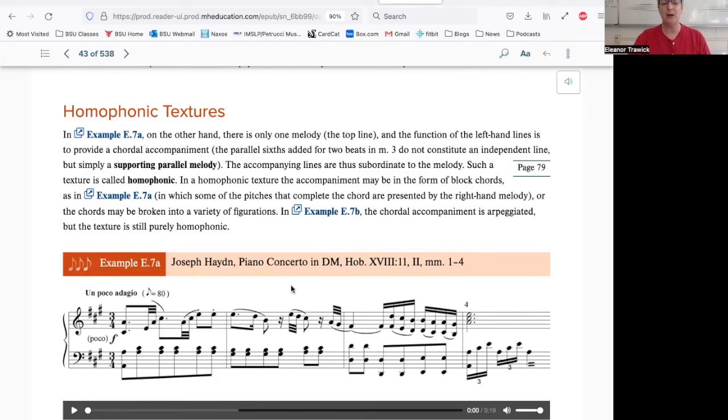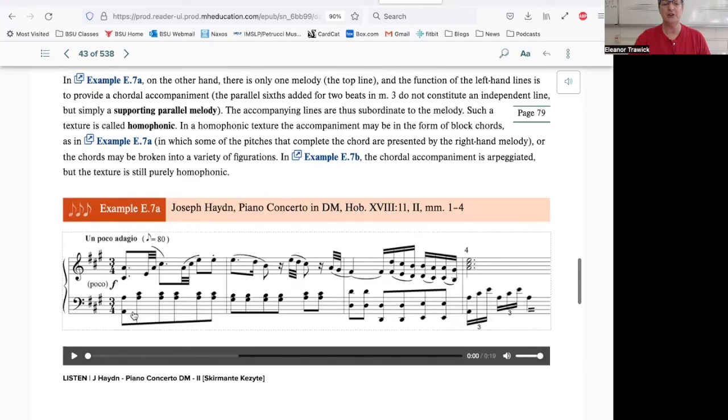In this example by Joseph Haydn, we have both things. In the beginning, the right hand or the treble clef part has the melody, and there's an accompaniment in the left hand, which is really quite different from the melody. In measure 3, though, the melody goes up and descends D, C sharp, B, B, A, G sharp. And for a little bit, there's a supporting parallel melody in parallel sixths with the melody.